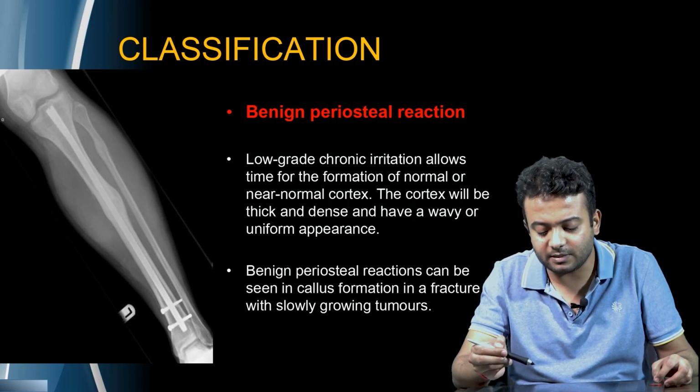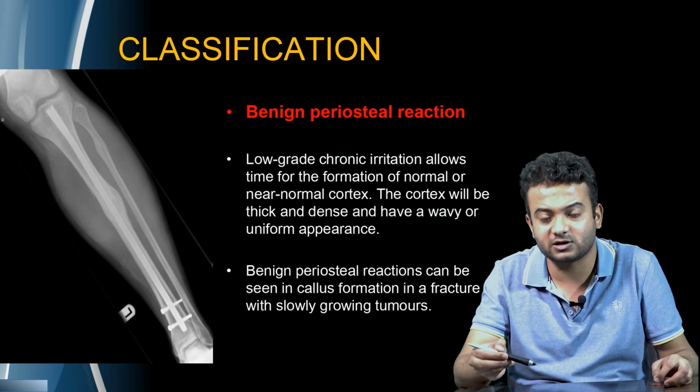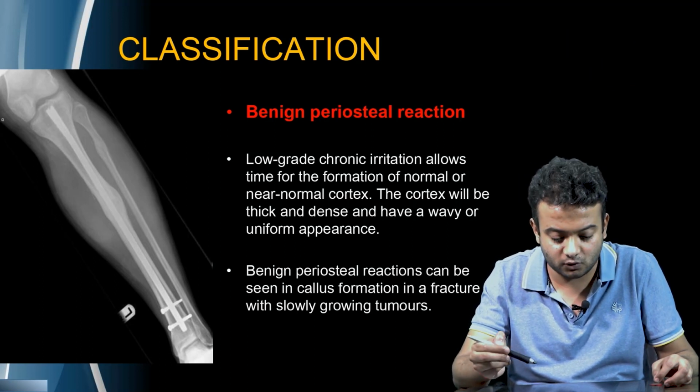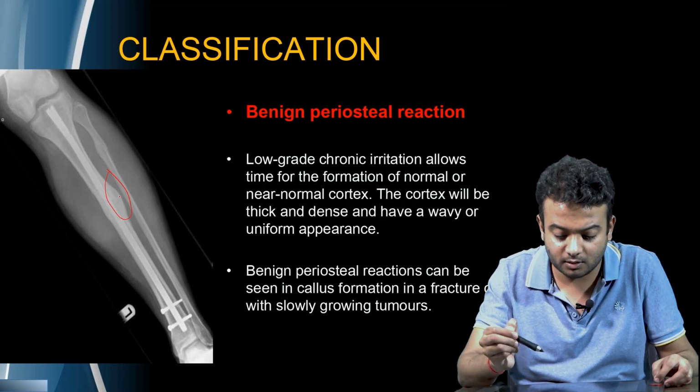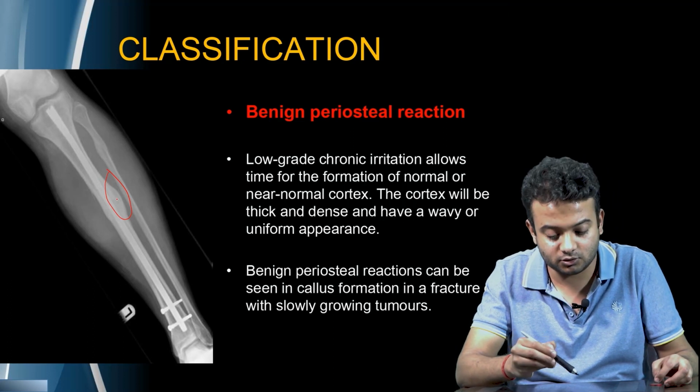Benign periosteal reactions can even be seen in callus formation in fracture or with very slow growing tumors. Here we can see a callus formation having a benign periosteal reaction in the form of a solid periosteal reaction.